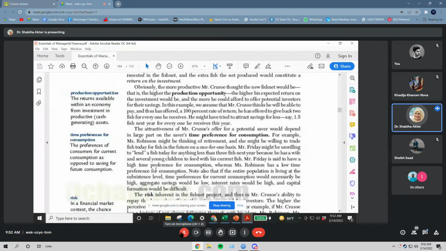Because we have several factors that actually change our purchasing power for next year. So maybe we cannot purchase the same thing with the same amount. That's why we always prefer to hold the money in the present time, I mean now, rather than next year, right? So the same concept you can apply here, time preference for consumption. Whoever actually wants to give you money, I mean the friends that actually give their fish to Mr. X, they might have different preferences.